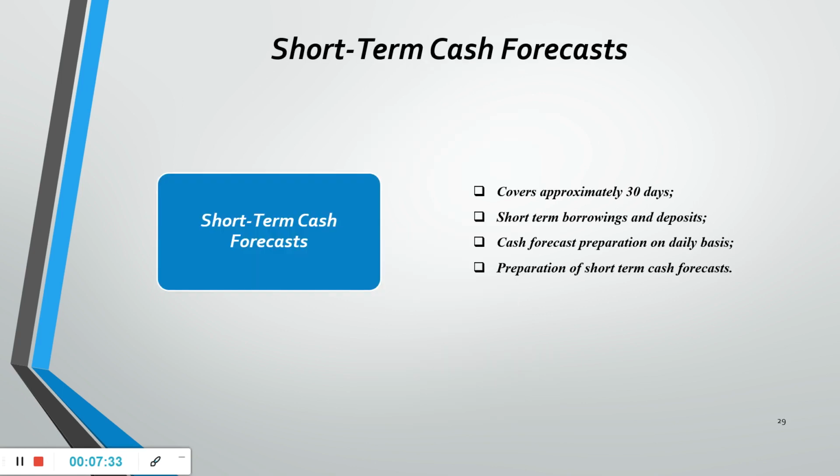Generally, this covers approximately 30 days. Short-term forecasts are usually used exclusively by the Treasury Department to manage liquidity on a day-to-day basis. Their purpose is to aid decisions on the management of short-term borrowings and deposits, to ensure that there are no idle balances sitting in the bank accounts and that shortages are detected and financed in the most cost-effective manner.